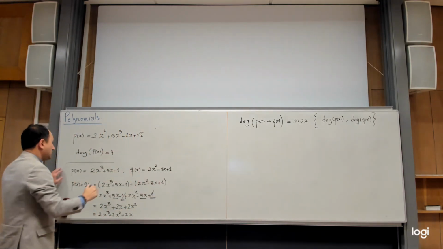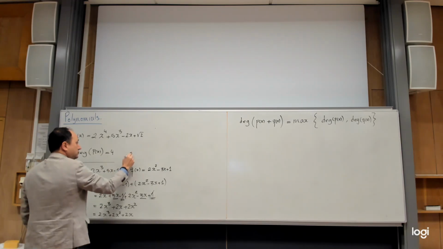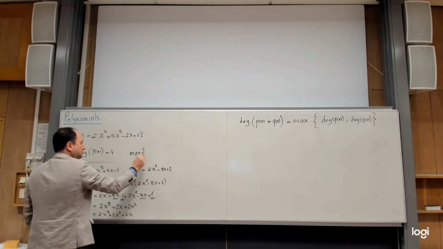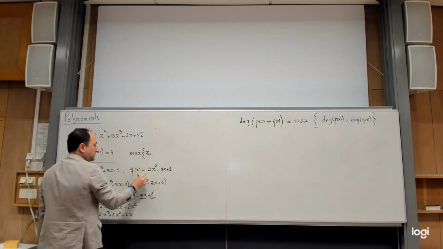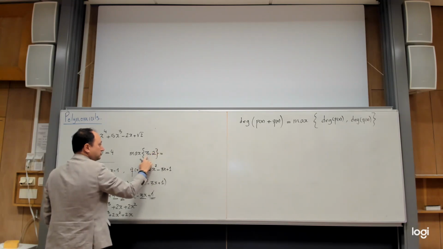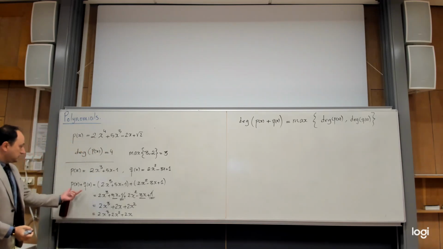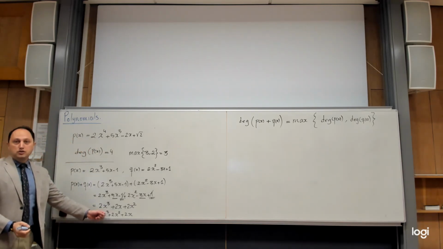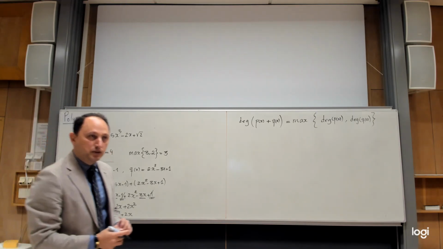So let me use that formula for this case. I want to calculate the maximum of the degree of p(x) and the degree of q(x). What is the degree of p(x)? It's 3. What is the degree of q(x)? It's 2. So what is the maximum of these two numbers? Definitely it is 3. And if you look here, what is the degree of the sum? It's 3, so that's okay in this case. But there is one exception sometimes. Can you imagine that?